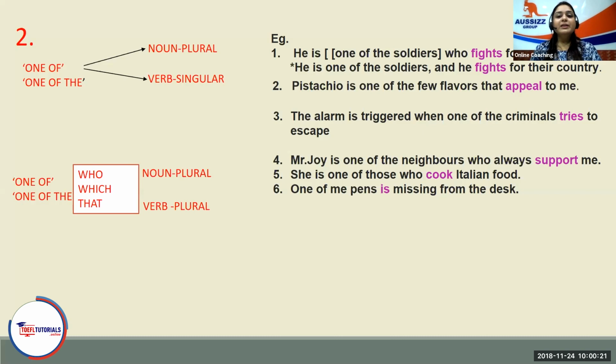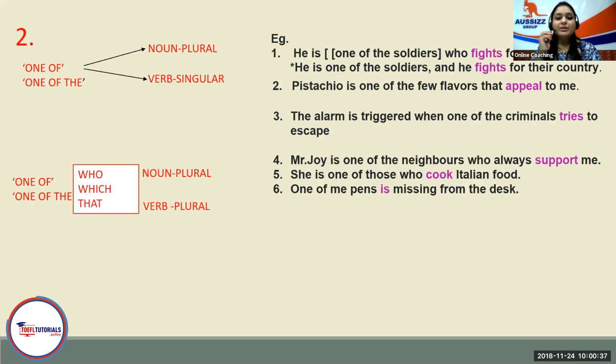Mr. Joy is one of the neighbors. Plural noun with one of. Who? Now I'm getting a relative pronoun here. Who always support me, without S. Okay. Mr. Joy is one of the neighbors who always support me.